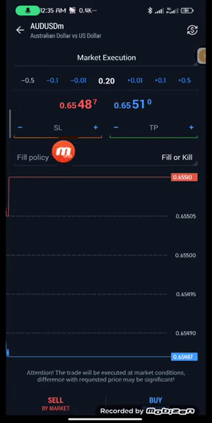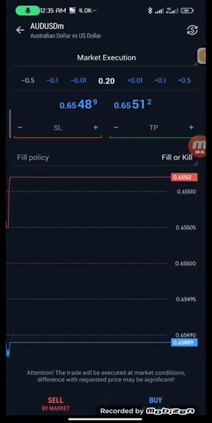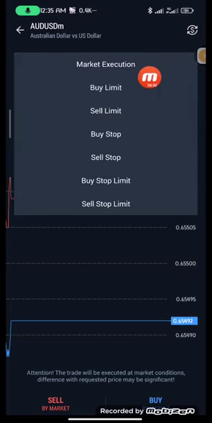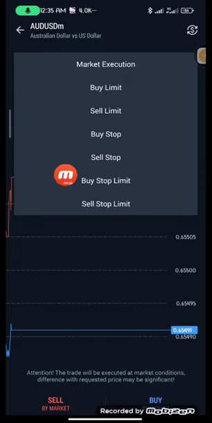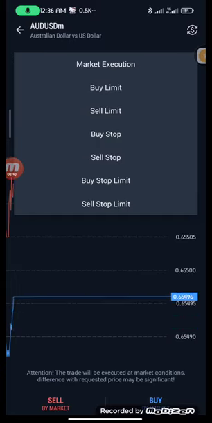All right, now if you click on market execution, you're going to see that you have some more options here. So we have market execution, buy limit, sell limit, buy stop, sell stop, buy stop limit, and sell stop limit. All these things I'm going to be explaining to you guys on TradingView. Before we proceed, let's take it from the market execution.